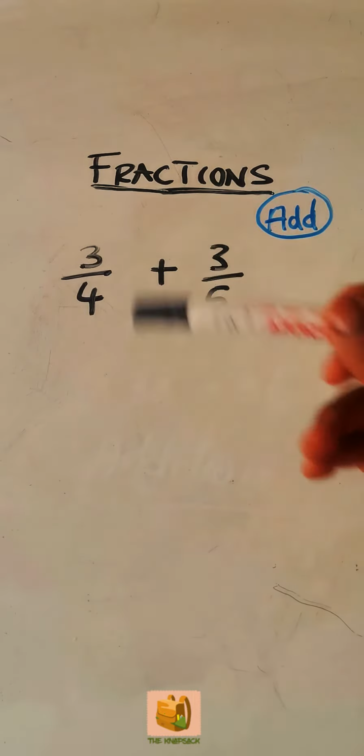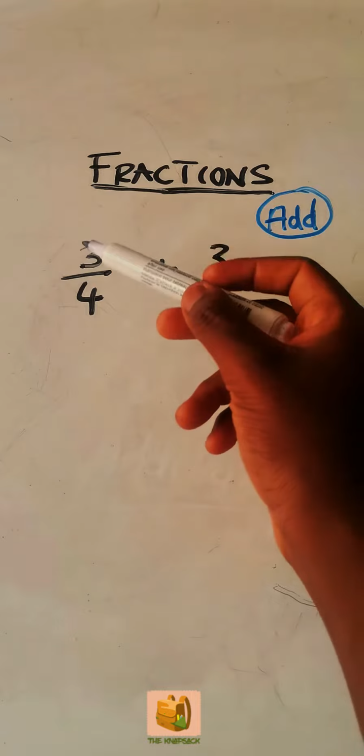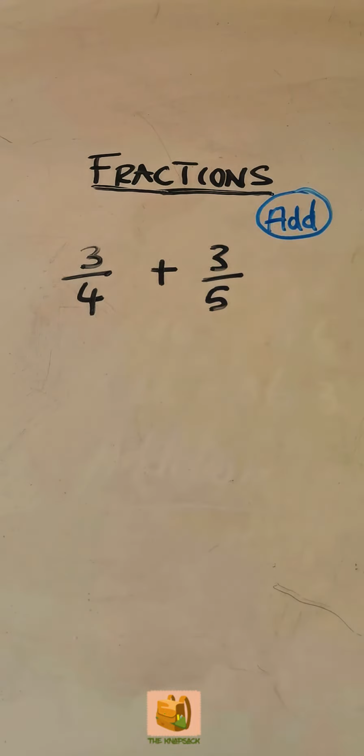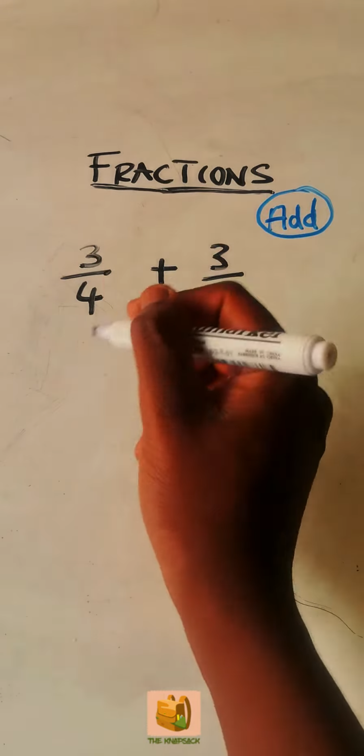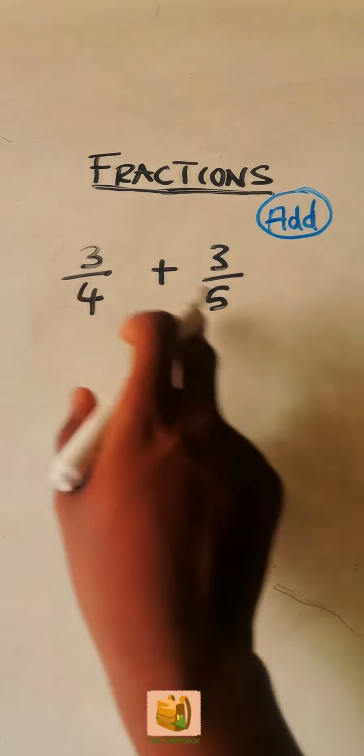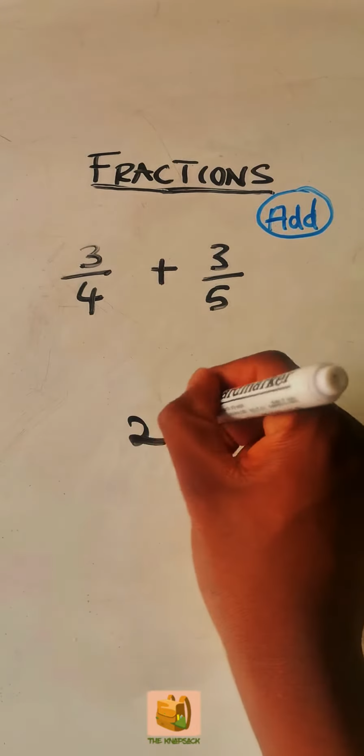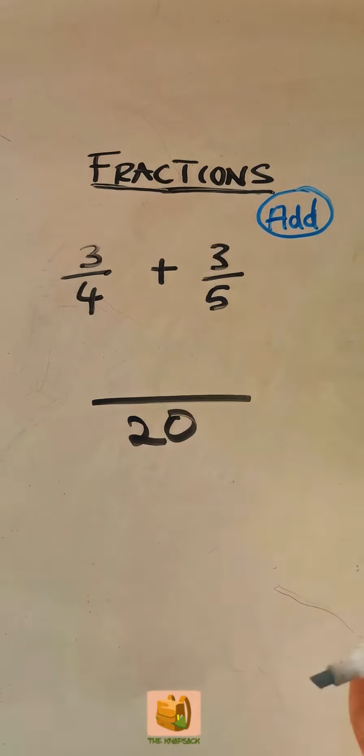Okay, here we have addition of fractions. So that's 3/4 and 3/5. Now let's see how we can add them together. We find our common denominator. That's 4 and 5, and that's 20. 20 is a number that 4 and 5 both get into.